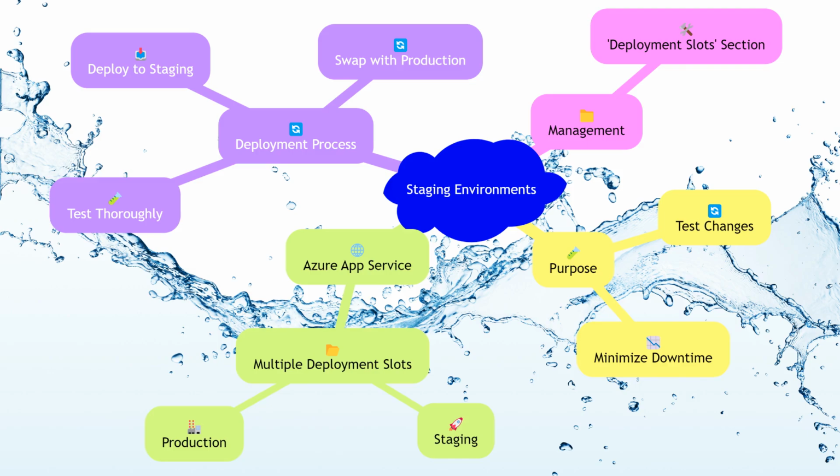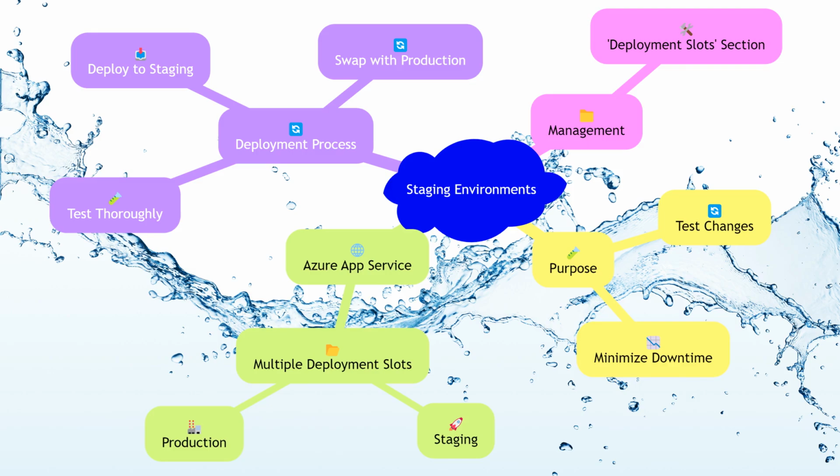Staging environments allow you to test changes before deploying them to production. Azure App Service supports multiple deployment slots, such as staging and production. Deploy your application to a staging slot, test it thoroughly, and then swap it with the production slot. This ensures a smooth transition and minimizes downtime.